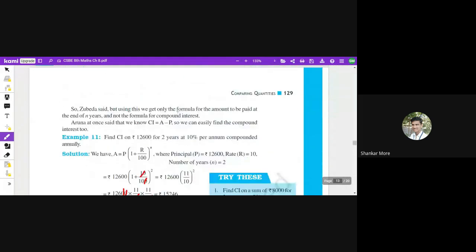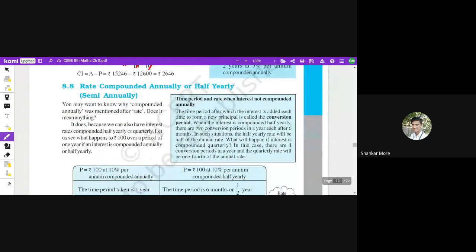Okay, so this is the last topic from our chapter, comparing quantities, right? So rate compounded annually or half yearly or semi-annually, right? So how does that work? We are going to learn that.